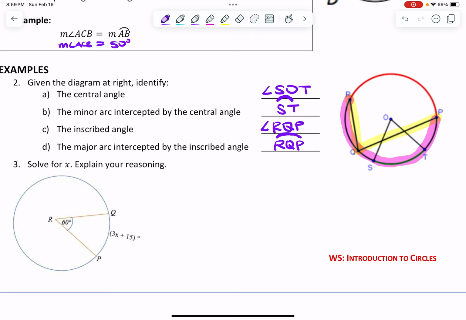If I used major arc RSP or RTP, that would also be more than acceptable. And again, the order can swap. I can say PQR or PSR or PTR. As long as R and P are on the end points of that name, and there is a single point somewhere in the middle that is along that route, that is an acceptable name.